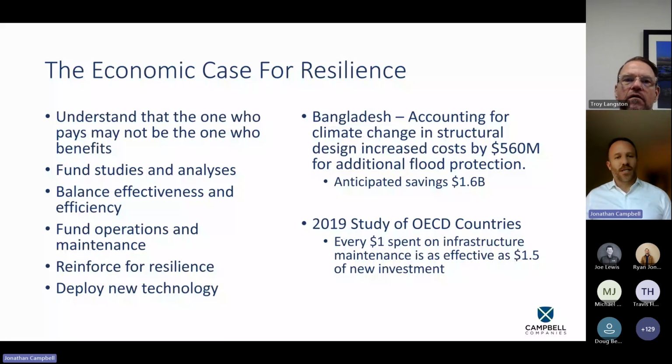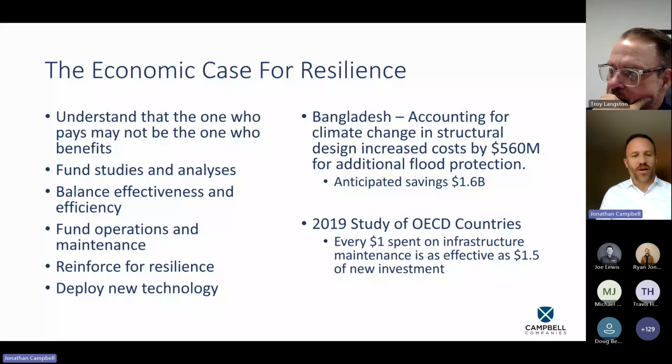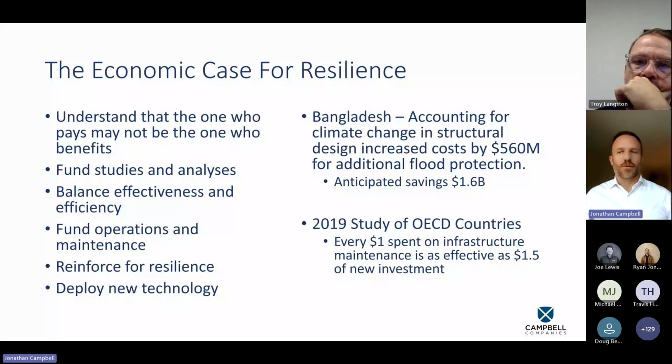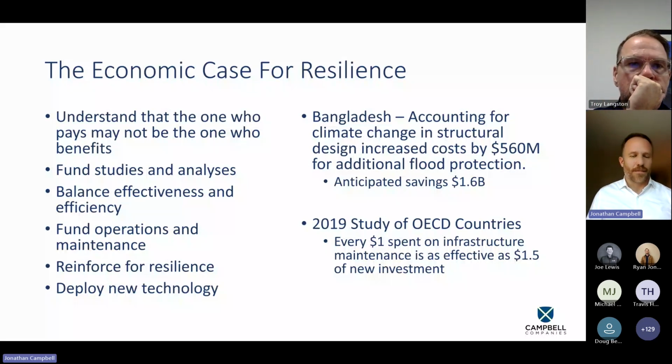We do have to fund studies and analyses. We have to know what we're building for, why we're building it, but we also have to balance effectiveness and efficiency. It is possible to get mired in studies that last forever, but it's also entirely possible to do them too quickly or not fully enough to fully understand the solutions that we need or the problems that we're solving for. We need to fund operations and maintenance. Like I said, a dollar of maintenance is worth $1.50 of new investment. That's really important. And we need to make sure that the people making those budgeting decisions understand that.